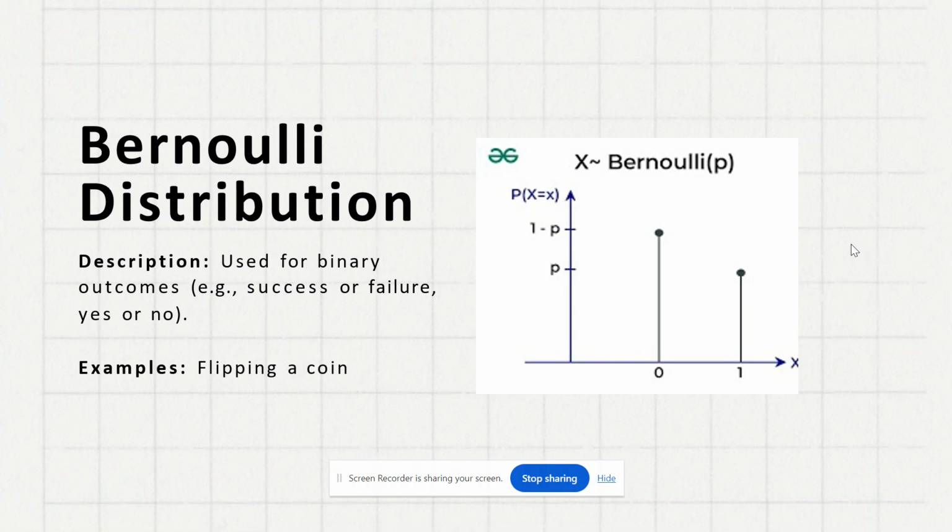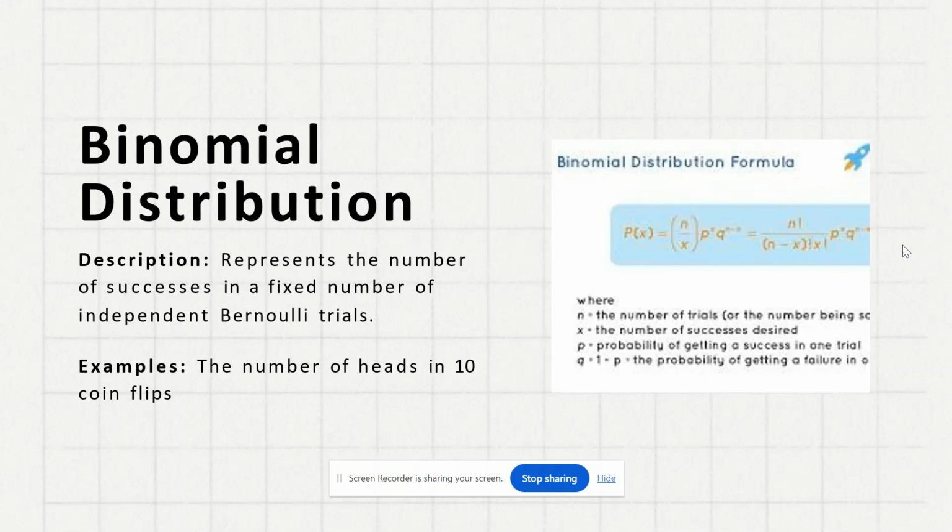Okay, so in discrete distributions, the first distribution is called the Bernoulli distribution. It is used for binary outcomes, which means success or failure. So when we flip a coin 10 times, with the help of a graph it will represent how many times 0 occurs and how many times 1 occurs. Whenever we have two outcomes and we plot them, it becomes a Bernoulli distribution. That's it. Nothing else.